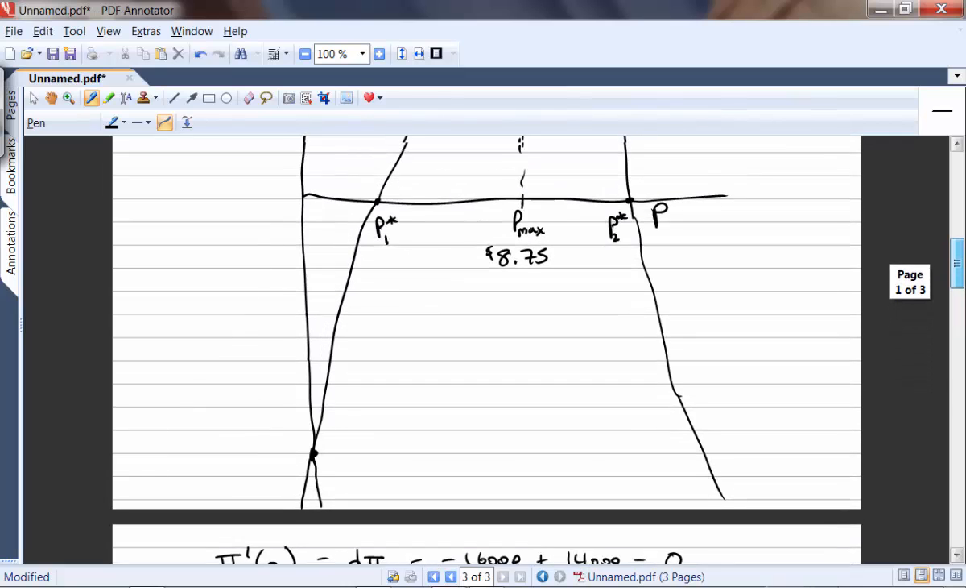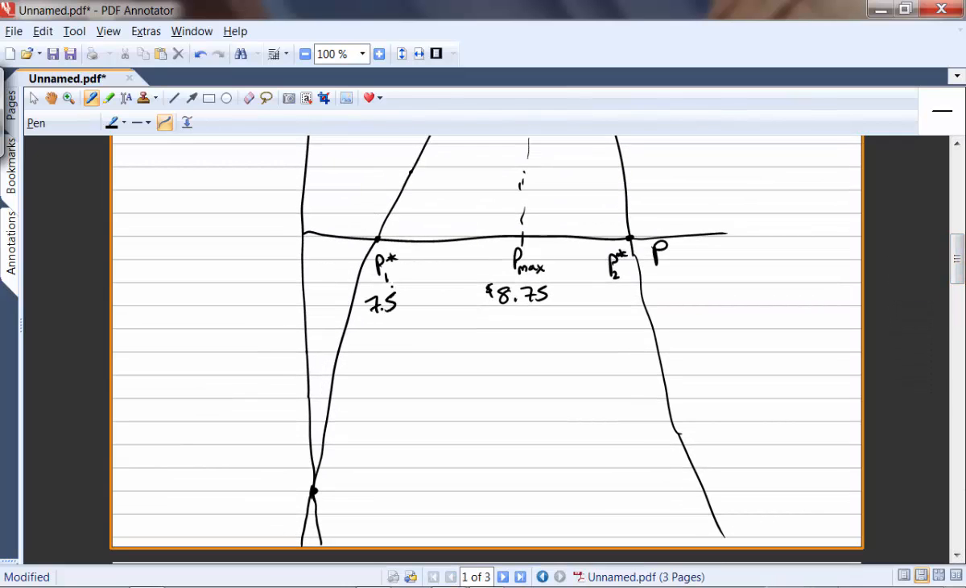So let's label, on the diagram, P1 star is 7.5 and P2 star is 10. Notice that they're equidistant from the profit maximizing price. You might not be able to see that as far as my drawing, because my drawing is not to scale. But the horizontal distance is the same, right? Namely $1.25 difference. So that points out a shortcut. If you solve for P max and you use the quadratic formula to get P1 star, 7.5, then you can find P2 star. Just take the distance between P max and P1 star and add that distance to P max.